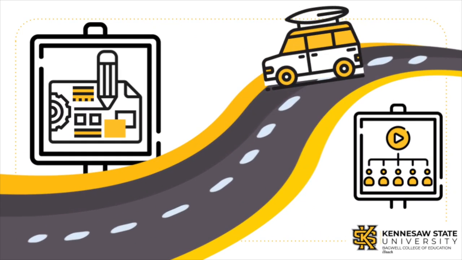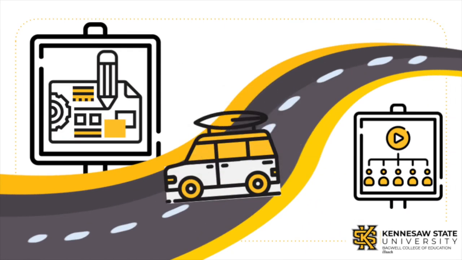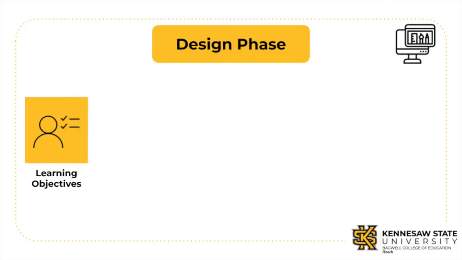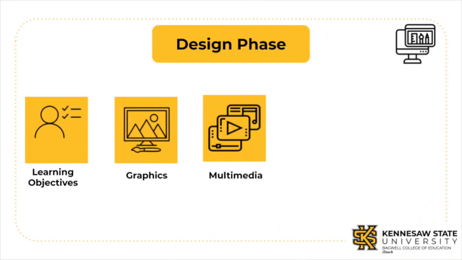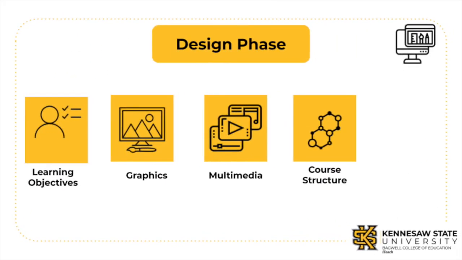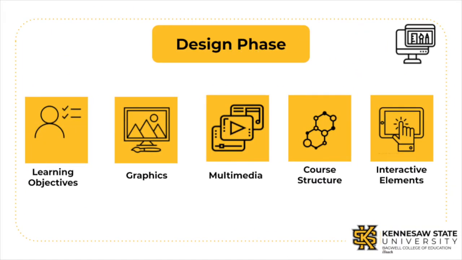Now that you know your audience and have identified the learning outcomes for your course, it's time to design a blueprint. In the design phase, you will identify specific learning objectives you want your learners to master and determine how the course can best support their learning. Consider how graphics, multimedia, course structure, and interactive elements can enhance the learning experience.